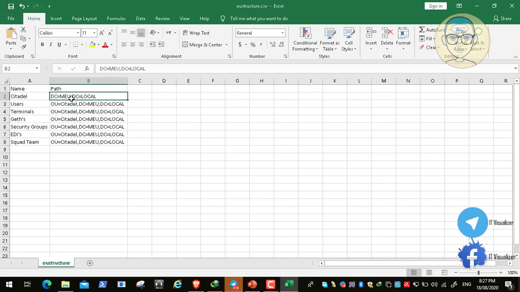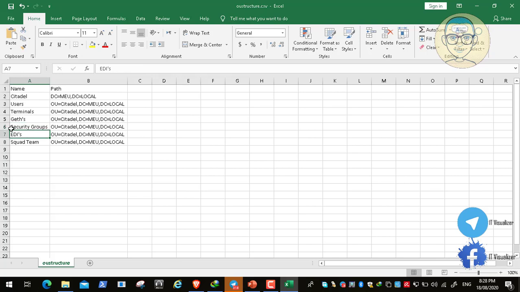We will have a domain that we will call MEU.local, and then we have an organizational unit called users. Here we'll put all of our Active Directory users. And then we will have an organizational unit called terminals. This is our computers. We put all of our Active Directory computers in it, and then there is an organization unit called Gethys. Gethys, this is like robots, okay? So this is an organization unit for robots. We'll put all of the robots in it, and then we will have an organization unit called security groups. We'll put our Active Directory security groups in it, and there is another thing called EDIS.